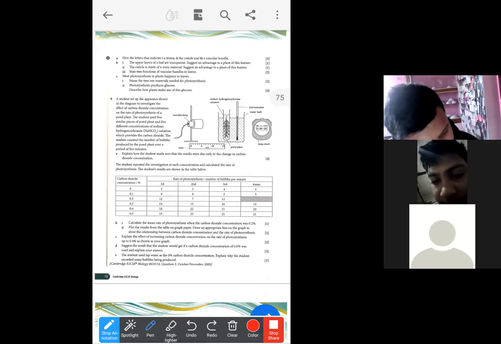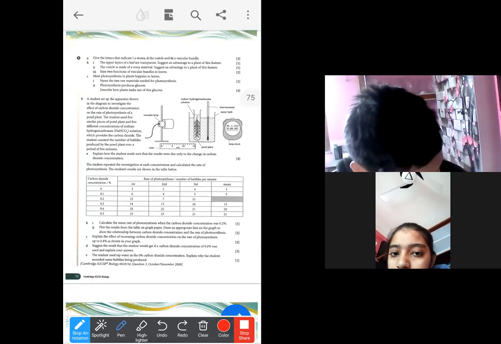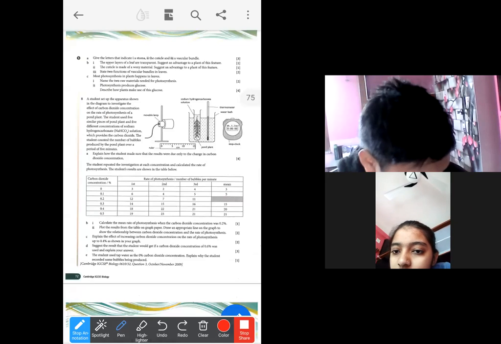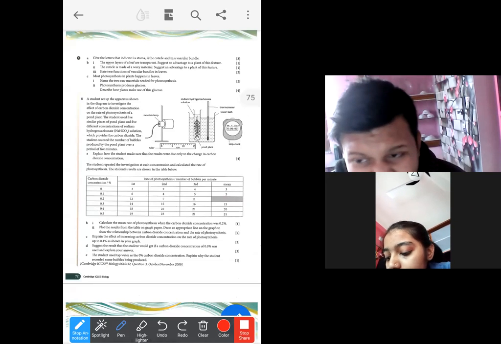so that you can compare the rate of photosynthesis in all those 5 samples. So this is the main point. Can you understand this one?